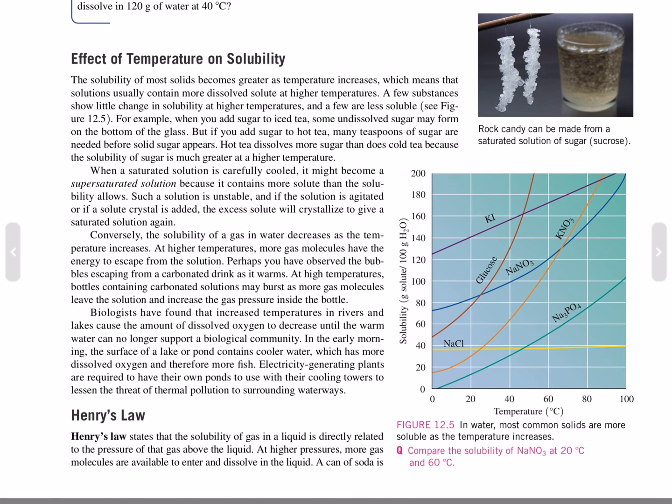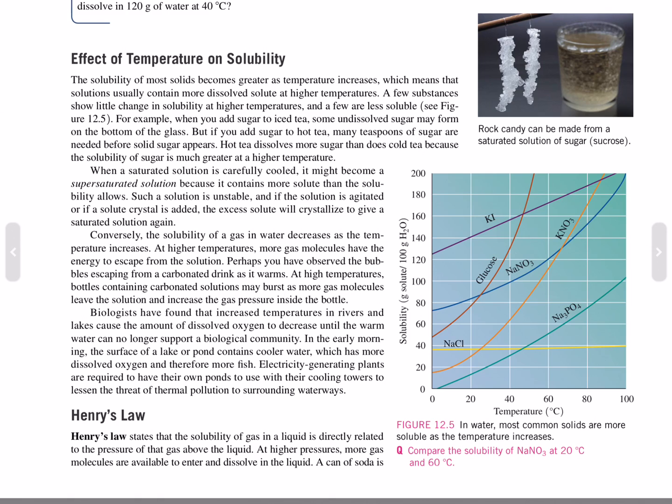Effect of temperature on solubility. The solubility of most solids becomes greater as temperature increases, which means that the solution usually contains more dissolved solute at higher temperatures. A few substances show little change in solubility at high temperatures, and a few are less soluble. For example, when you add sugar to iced tea, some undissolved sugar may form at the bottom of the glass. But if you add sugar to hot tea, many teaspoons of sugar are needed before the solid sugar appears. Hot tea dissolves more sugar than cold tea because the solubility of sugar is much greater at higher temperature.